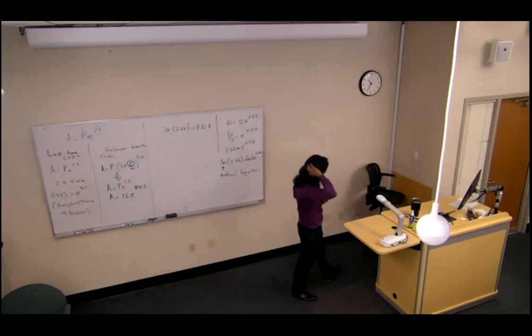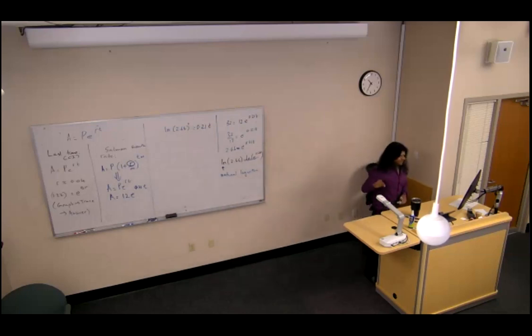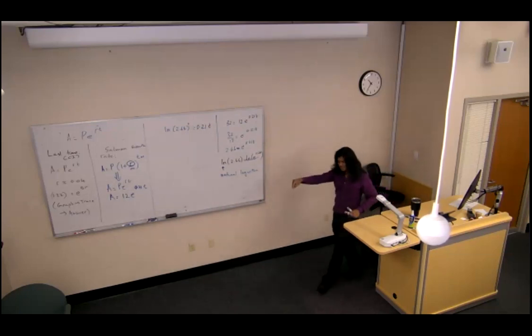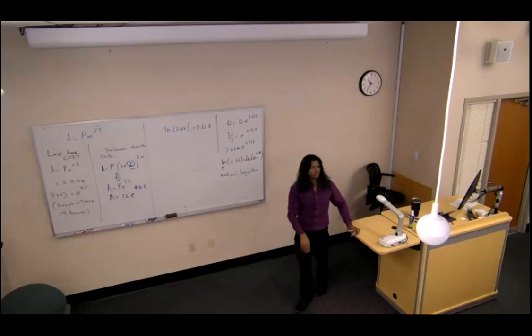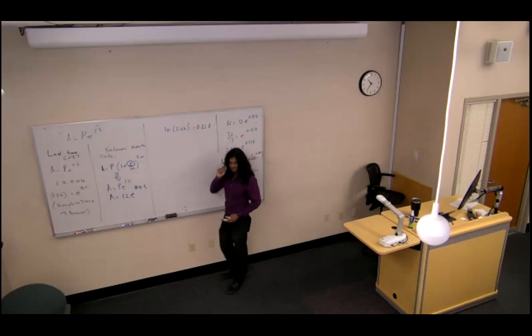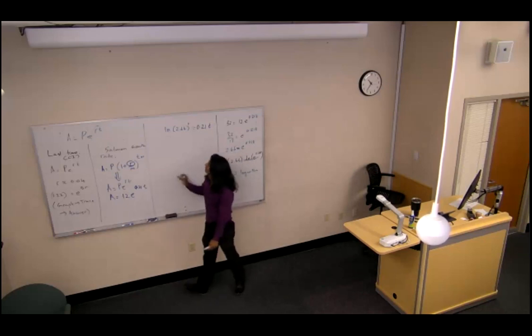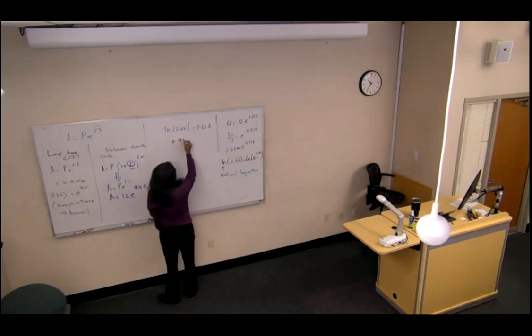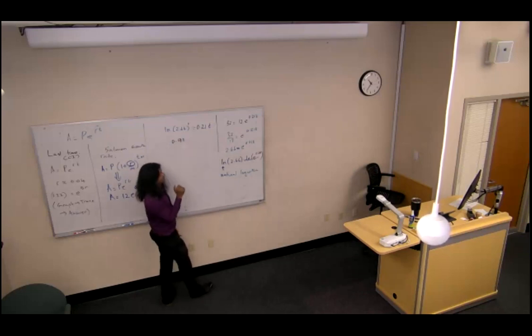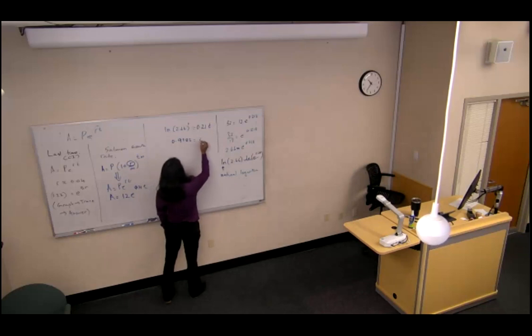Pick up your calculator. You press second ln to get the exponential. Simply press ln, type in 2.66. Tell me what you get. ln of 2.66. 0.97. Two more decimals. 0.9783. Okay.